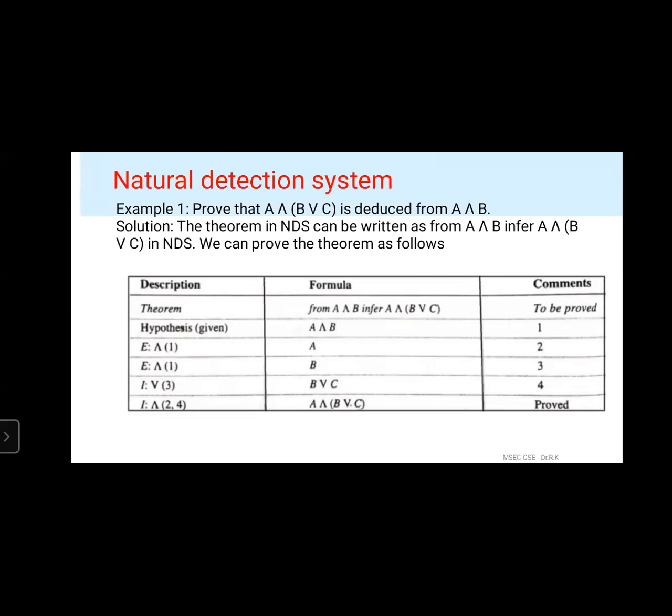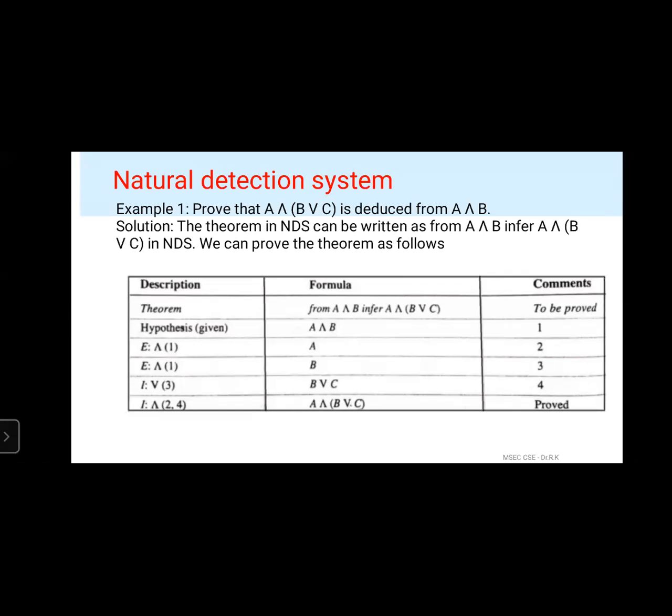Now the given hypothesis. What is given to us is A and B. A and B is given to us. We need to prove that A and (B or C) is inferred from A and B. Next, that is the first step. Here I have applied and here.